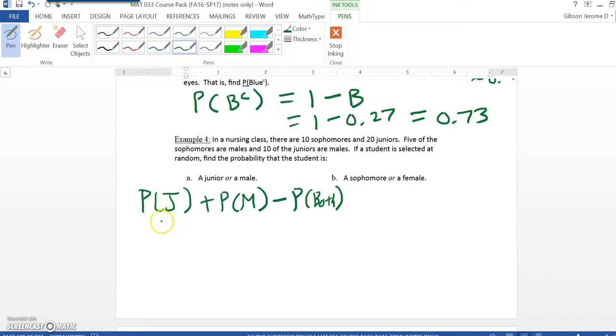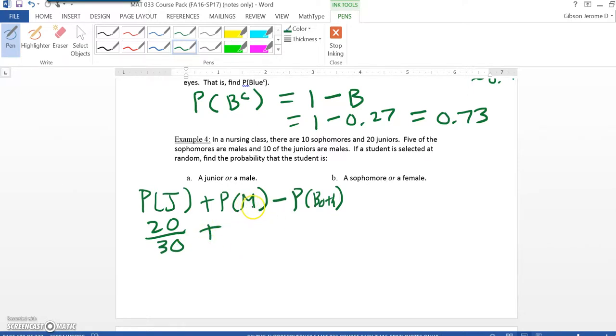So, the probability of being a junior would be 20 out of 30 people. As we stated here, it's 10 sophomores, 20 juniors, so that's a total of 30 people. And we're told here that 5 of the sophomores are males and 10 of the juniors are males. So what we have here, we have 20 juniors over 30 plus.